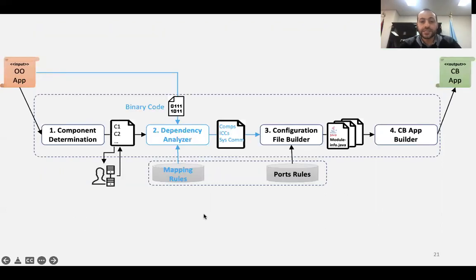The second step is the dependency analyzer, which takes the information from the first step and also the binary code of the object-oriented application. It creates a polygraph of the application, and then it traverses that polygraph in order to determine the dependencies between the various components: the intercomponent communications, which is the communication between various components of the application, and the system communication, which is the communication between the application components and the JPMS system.